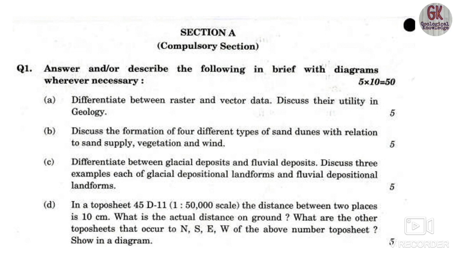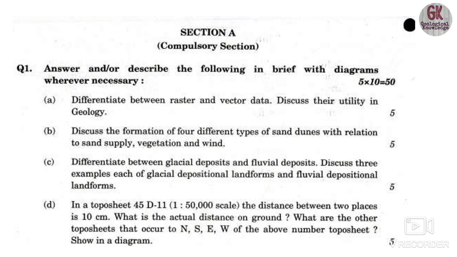And it's quite easy. If you have understood the topic, then you would know that the different types of sand dunes are formed on the basis of some criteria, means how the sand supply is present in that area, the vegetation cover and the wind direction. So all that you have to discuss.